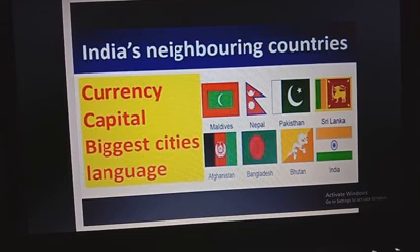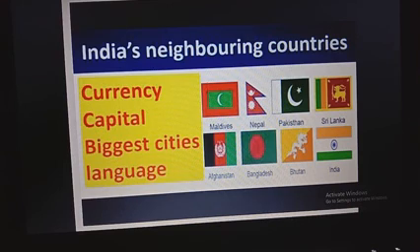Then Bangladesh. Bangladesh shares its border with West Bengal, Mizoram, Meghalaya, Tripura and Assam. Then Myanmar. Myanmar shares its border with Arunachal Pradesh, then Manipur, Mizoram and Nagaland. Then Sri Lanka. Sri Lanka is a sea border neighbor, an island nation in the Indian Ocean southeast of the Indian subcontinent. Then Maldives, an island country in the Indian Ocean, South Asia, southwest of India.